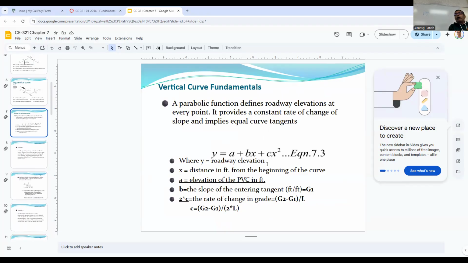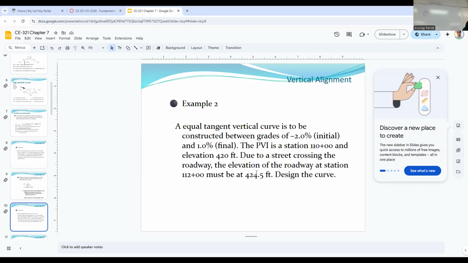And that's a very important factor in design, because that's what you need to provide. At a station, what should be the elevation so that the people who are building the roads can ultimately go and build that road at that elevation. Now, sometimes, and we solved a couple of problems there. One of the problems was that at a specific point, we want to have a certain elevation, right? So that's what we had there.